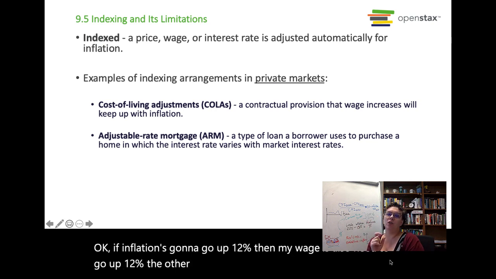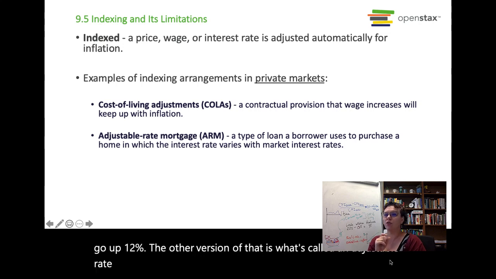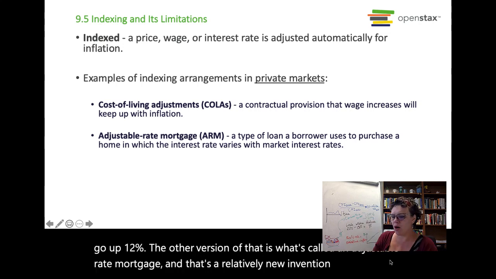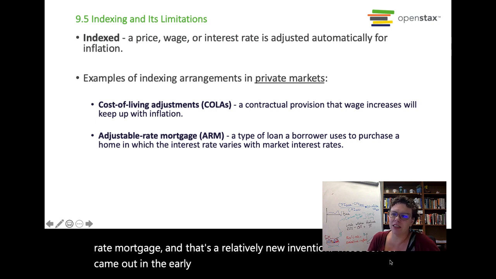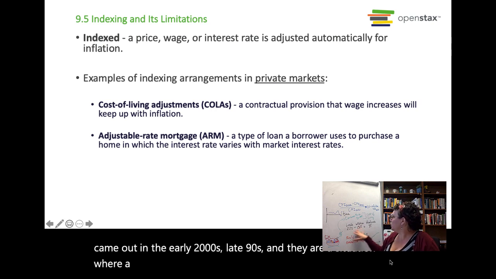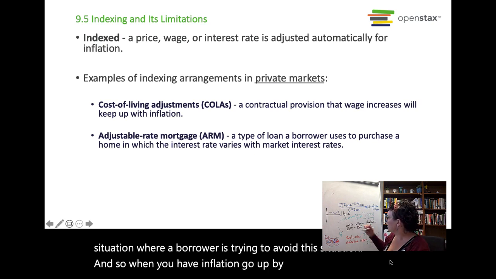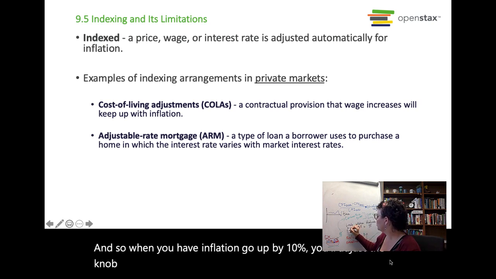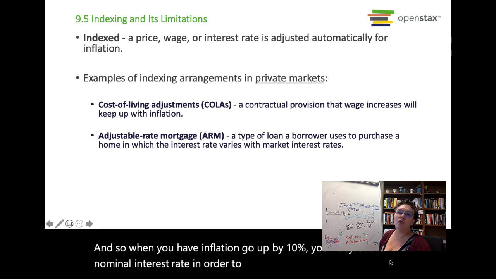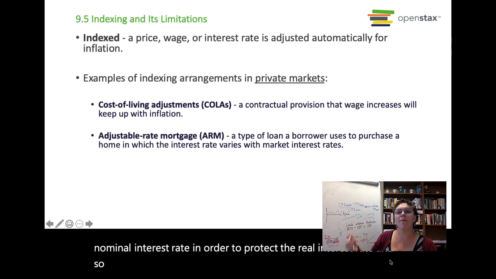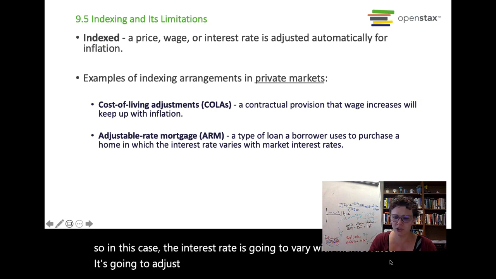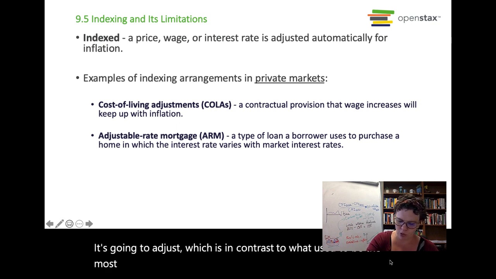The other version of that is what's called an adjustable rate mortgage, and that's a relatively new invention. Those came out in the late 90s, early 2000s, and they are a situation where a borrower is trying to avoid this situation. And so when you have inflation go up by 10%, you'll adjust the nominal interest rate in order to protect the real interest rate. And so in this case, the interest rate is going to vary with market rates. It's going to adjust, which is in contrast to what used to be the most common kind of mortgage, which is a fixed rate mortgage.